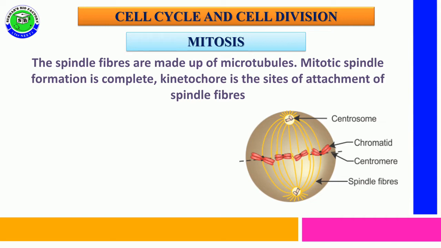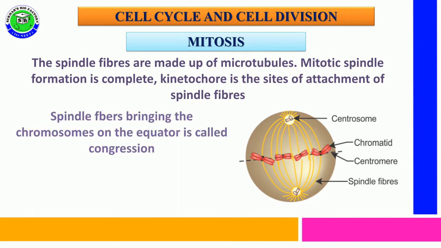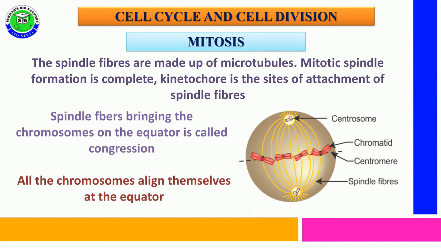The spindle fibers are made up of microtubules, and the formation of mitotic spindle fibers is completed in metaphase. These mitotic spindle fibers get attached to the kinetochore of the centromere. When the spindle fibers attach to the kinetochores, they bring all the chromosomes to the middle of the cell, which is called the equator. Bringing the chromosomes to the equator is called congregation, and all chromosomes now align themselves at the equator.